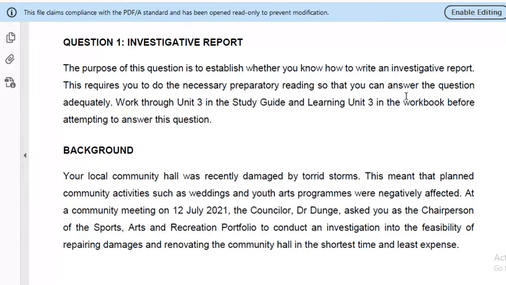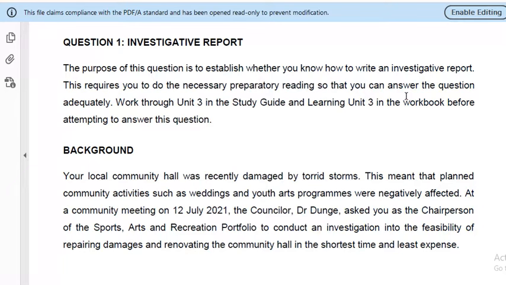Question 1, investigative report. The purpose of this question is to establish whether you know how to write an investigative report. This requires you to do the necessary preparatory reading so that you can answer the question adequately. Work through Unit 3 in the study guide and learning Unit 3 in the workbook before attempting to answer this question.